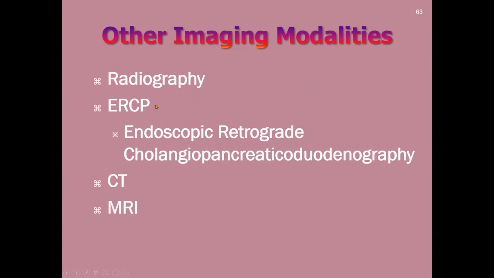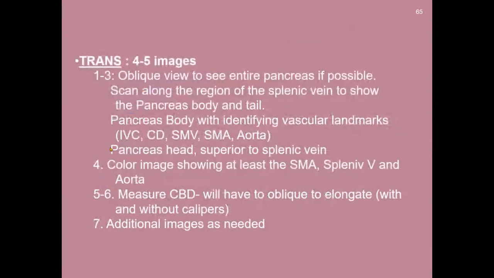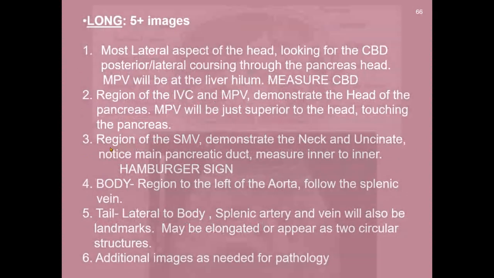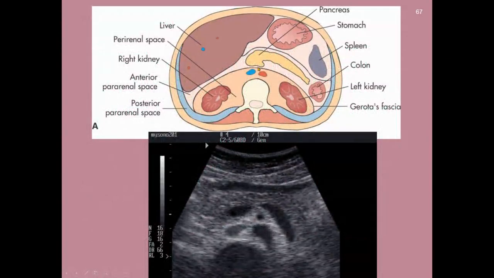So radiography, this ERCP, endoscopic retrograde cholangiopancreaticoduodenography. Okay, ERCP, that's why we say it like that. CT and MRI. So these are talked about in your book a little bit for more detail, but they are more effective at diagnosing pancreatic disease, but that doesn't mean we can't be a partner with them. Your protocol is here for you that we've been through in detail. And then I have your images with landmarks and what the pancreas would look like, as we have done in other protocols.